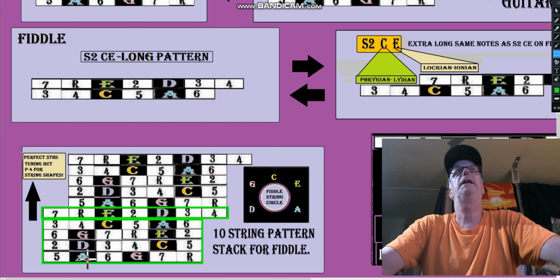Okay, so I went ahead and used the string shapes from the guitar on the violin, but I doubled them, and we come up with the same thing in the string circle. All right, the fourth of E is going to be, the fifth of E is going to be C.